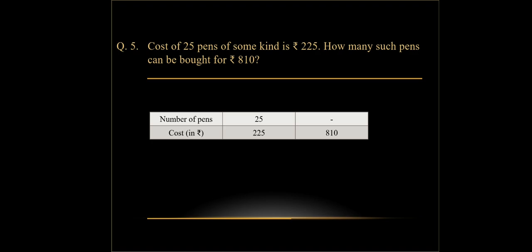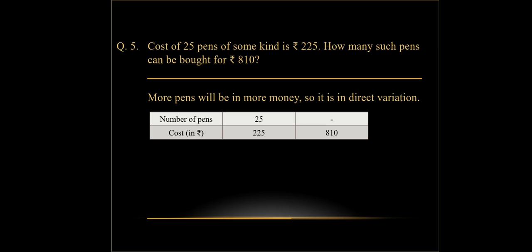More pens, more cost. Suppose one pen costs ₹5. It means if you buy more pens, like 10 pens, then you will pay more money to the shopkeeper. So it is also in direct proportion, or you can say it is in direct variation. More pens will cost more money. So here, number of pens and then cost in rupees.